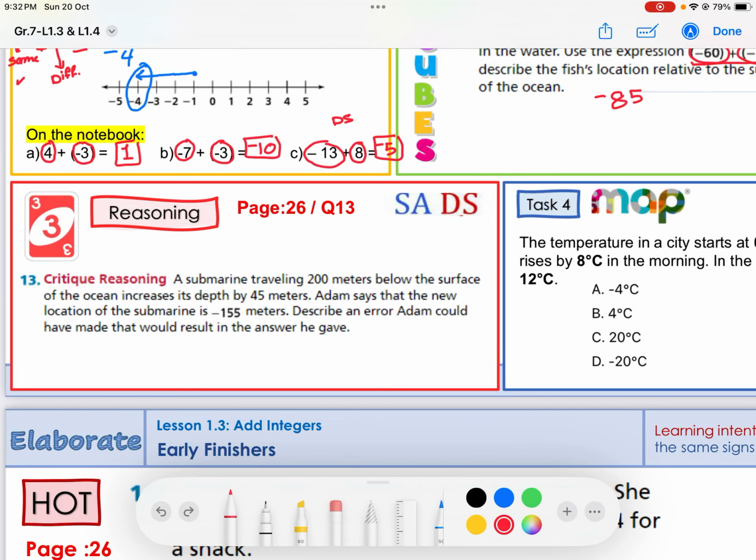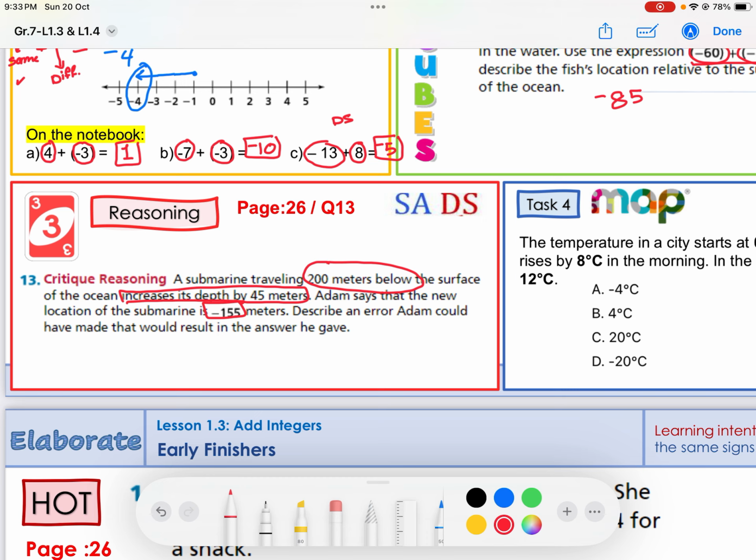Okay, so hello again. Let's continue with our next question. We have a submarine traveling 200 meters below the surface of the ocean that increases its depth by 45 meters. Adam says that the new location of the submarine is negative 155. Describe the error that Adam could have made that would result in the answer he gave us.